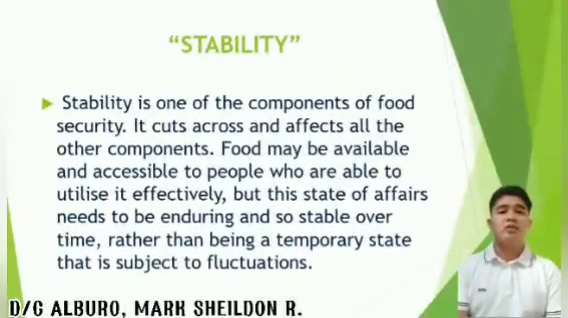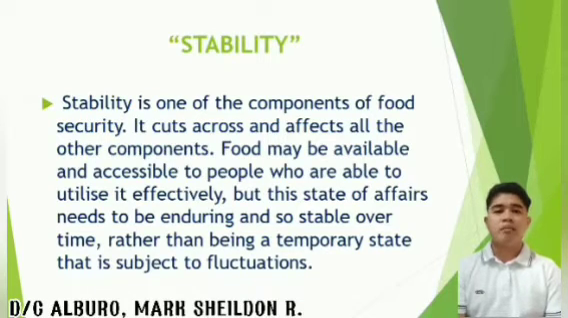So the fourth one is stability. Stability is one of the components of food security. It cuts across and affects all the other components. Food may be available and accessible to people who are able to utilize it effectively, but these states of affairs need to be enduring and stable over time, rather than being a temporary state that is subject to fluctuations.